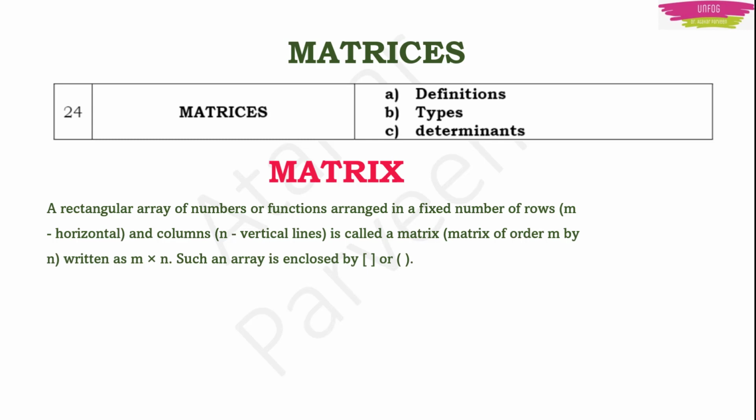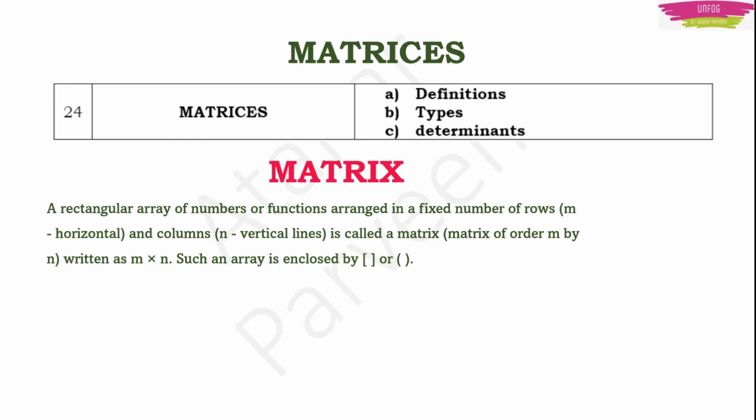Now this number of rows you can denote by m, and number of columns by n. Then there is something known as the order of a matrix. You write it as m cross n, meaning number of rows into number of columns for that particular matrix. And this rectangular array is enclosed in square brackets or simple brackets.